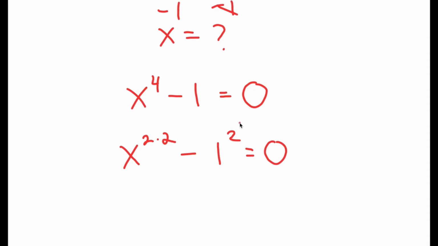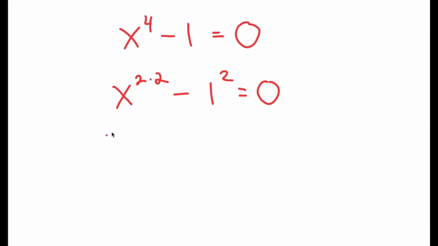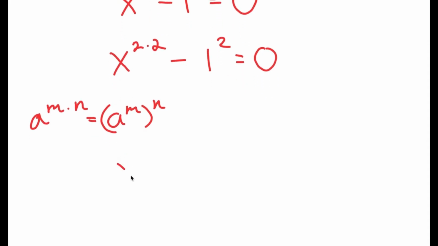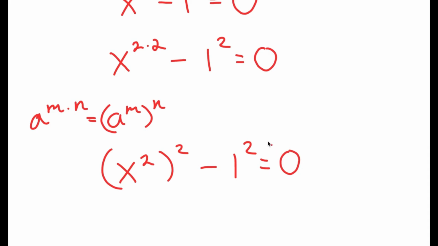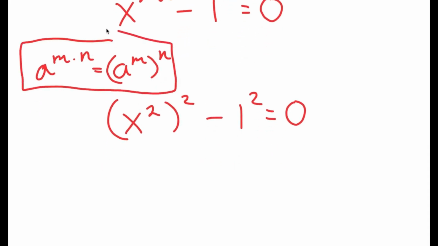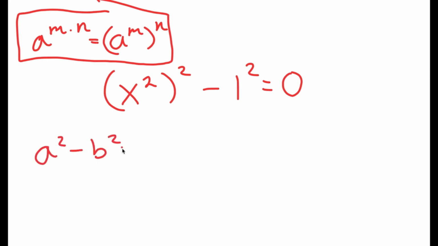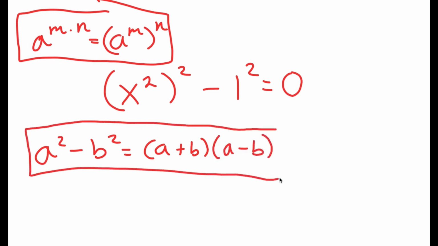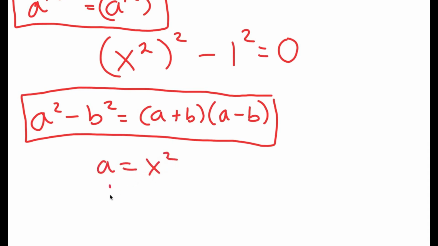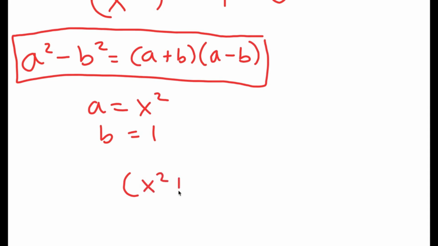And the reason I did this is because now I can use the property a to the power of m times n is equal to a to the power of m to the power of n. So in this case, x to the power of 2 times 2 is equal to x to the power of 2 to the power of 2. So I have x to the power of 2 to the power of 2 minus 1 to the power of 2 is equal to 0. And now another property I can use is a squared minus b squared is equal to a plus b times a minus b. So in this case, a is x squared and b is 1. So I get x squared plus 1 times x squared minus 1 is equal to 0.